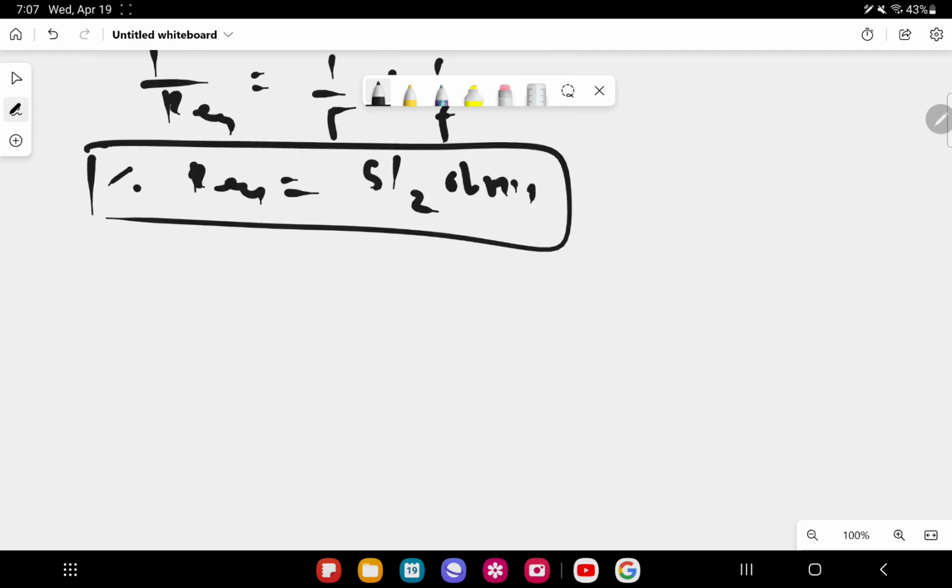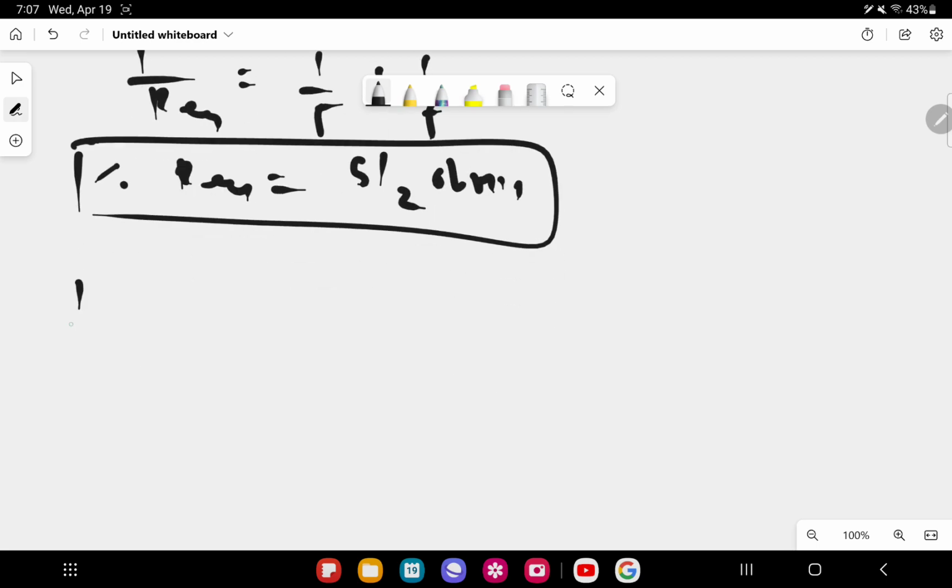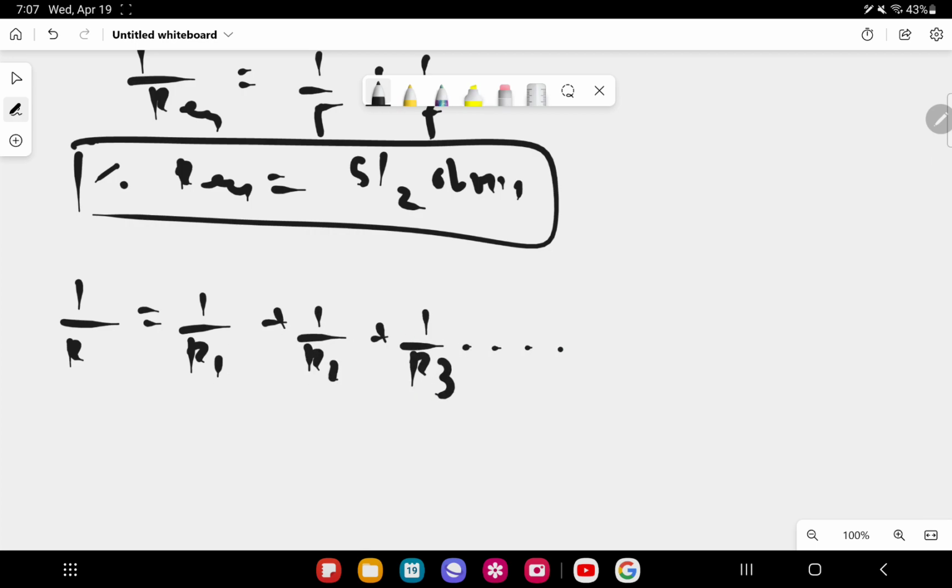What if three resistors are connected in parallel connection? Then the equivalent resistance R is given by 1 over R equals 1 over R1 plus 1 over R2 plus 1 over R3.